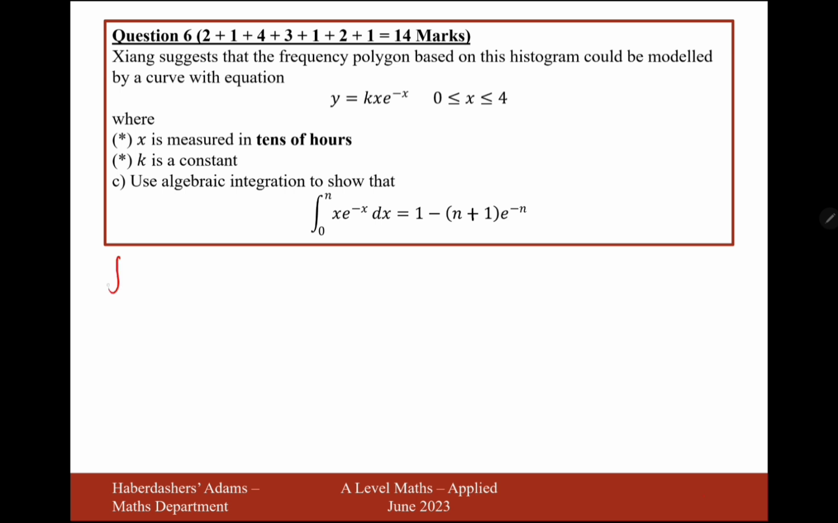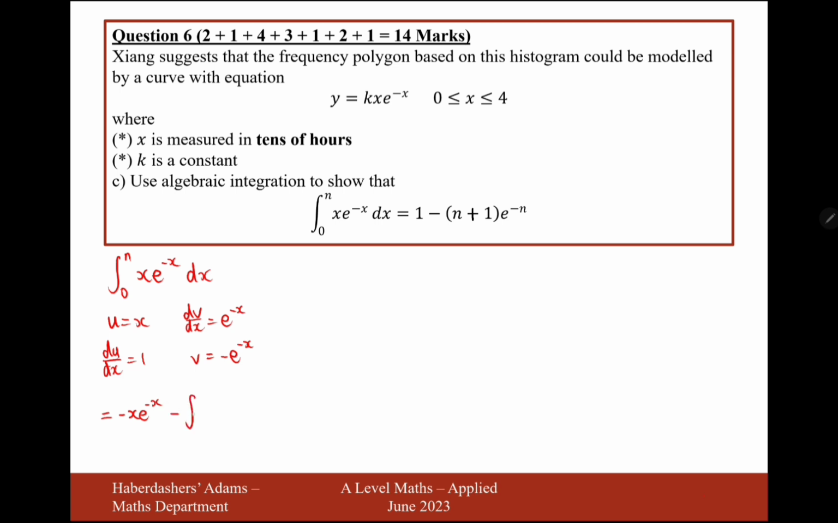Fantastic, some integration. So from 0 to n of x e to the minus x dx. Okay, we're going to be doing this by integration by parts. So u equals x, and dv by dx is e to the minus x. We differentiate it to 1 and integrate it to minus e to the minus x. Then we're going to follow the rule for integration by parts, which is x e to the minus x.